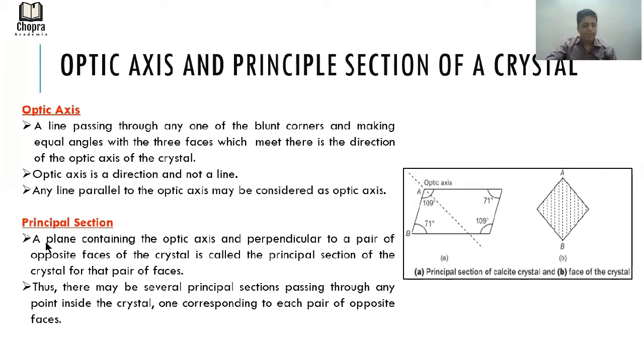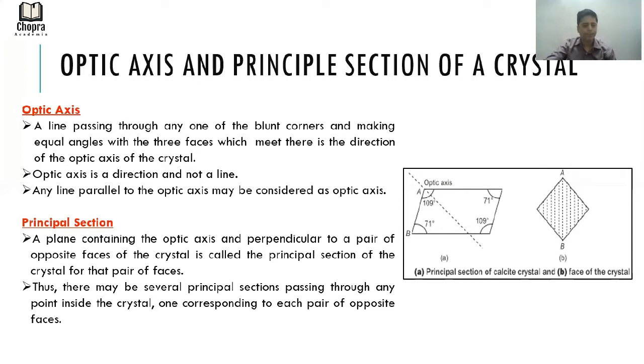What is principal section? It is a plane containing the optic axis and perpendicular to a pair of opposite faces of the crystal. So it is the principal section of the crystal for that pair of faces. But there may be several principal sections passing through any point inside the crystal, one corresponding to each pair of opposite faces. So say a crystal has 6 faces, so there will be one principal section per 2 opposite faces. So that means there will be 3 principal sections.